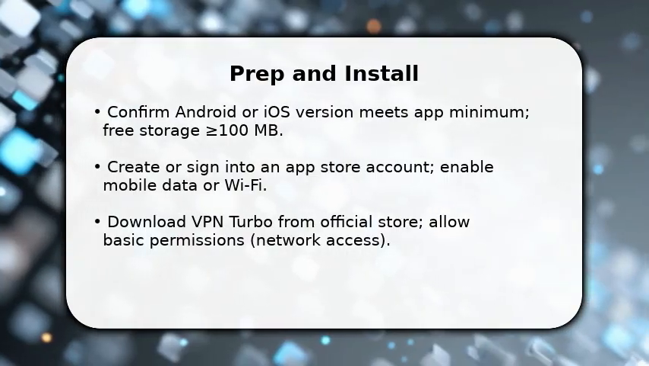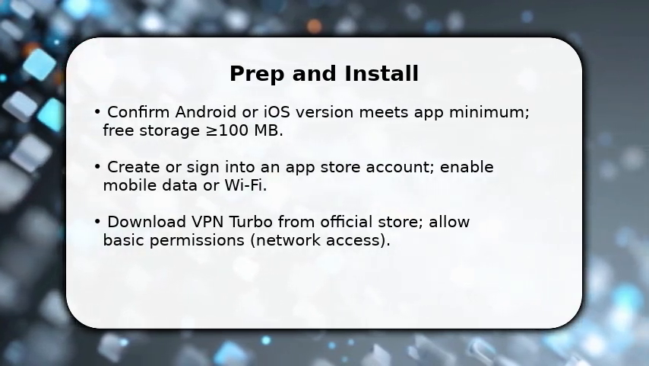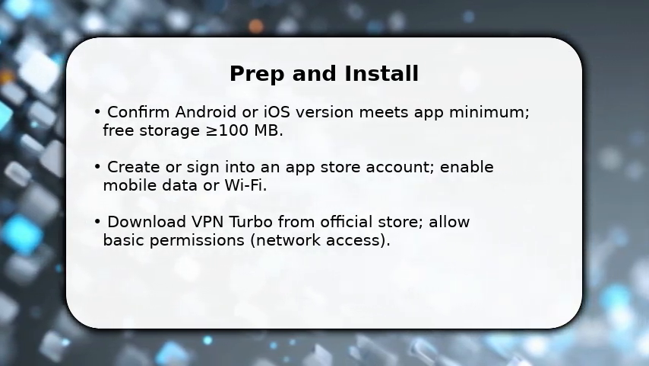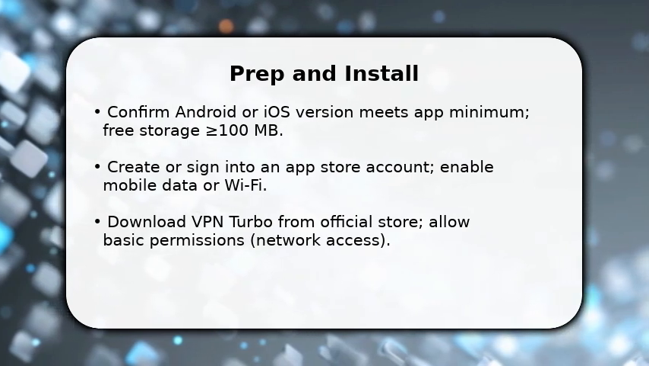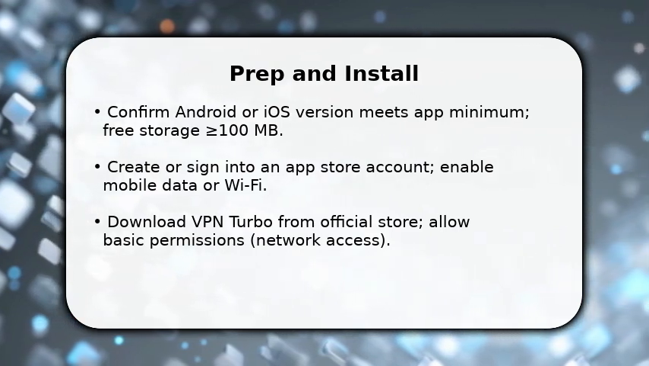You'll start by confirming your device OS and freeing about 100 MB so the app installs cleanly. Once done, sign into the Google Play or Apple App Store and search for VPN Turbo, then tap Install. This is faster than sideloading and keeps updates automatic.